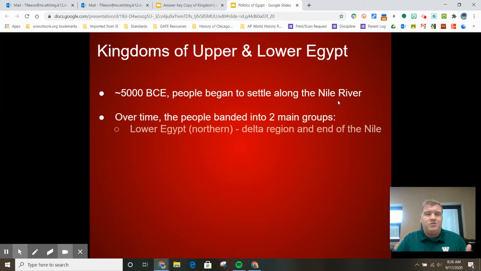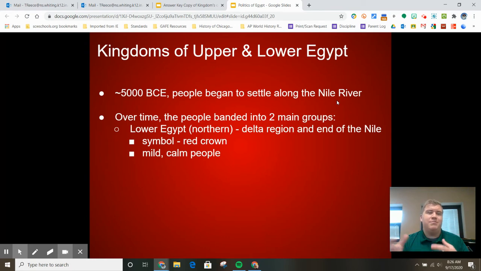The first was Lower Egypt, or the northern half of Egypt. This is by the Nile River Delta, as you know from your geography of ancient Egypt. They had a symbol that was a red crown, which is going to come in later. They were very mild and calm people, extremely good with political and economic matters, and very intelligent. Now, this was Lower Egypt.